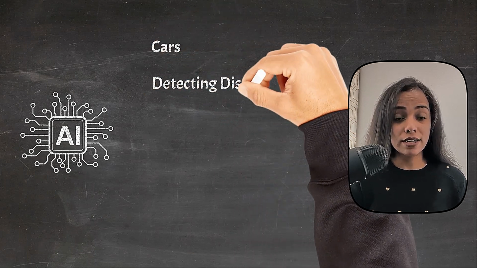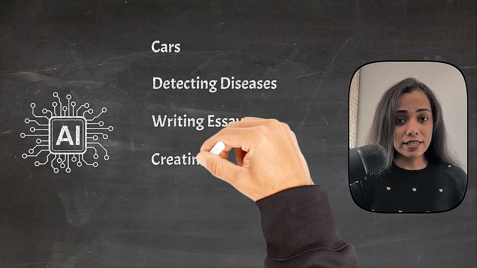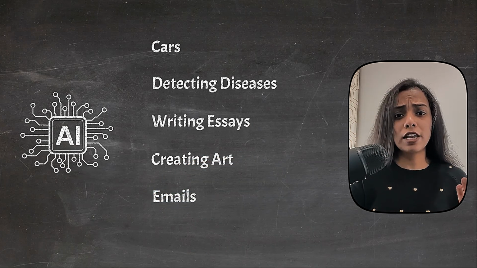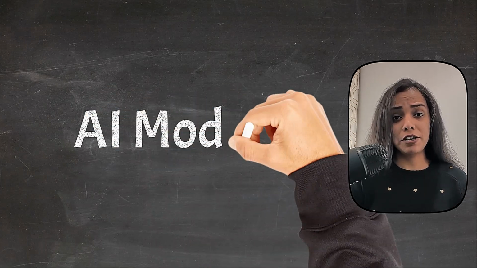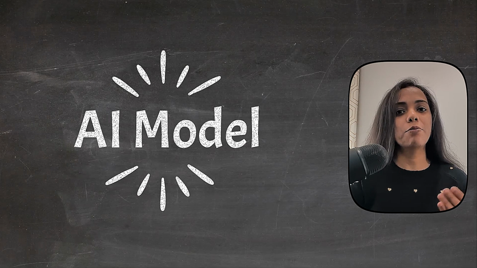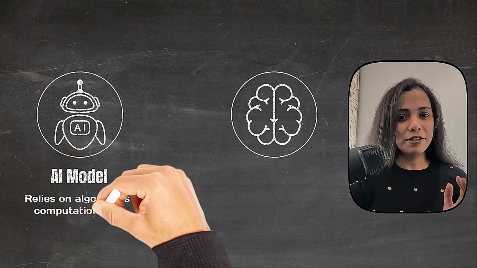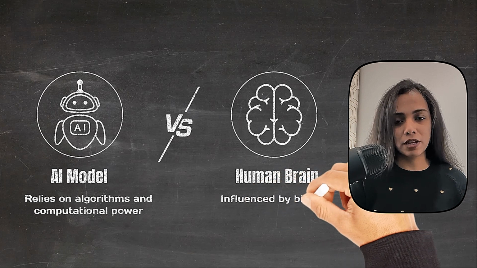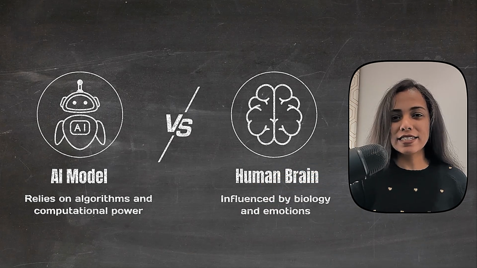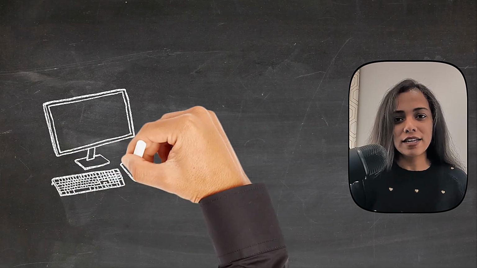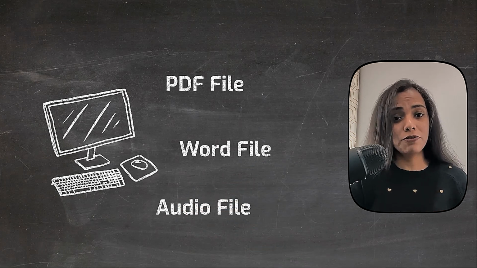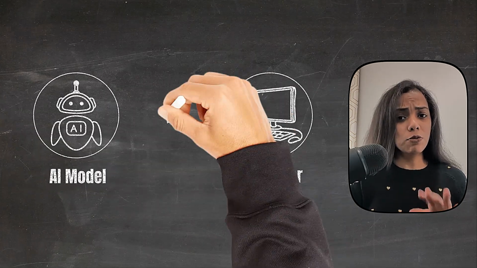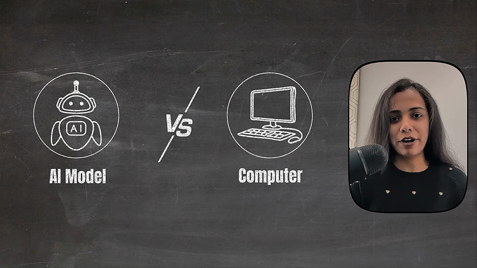You have most likely heard of AI models driving cars, detecting diseases, writing essays, creating art, being able to help you with your emails, etc. Behind all of these AI applications, there is something called an AI model. It's often called the brain of the AI application. But unlike human brains, it's actually more like a file that just sits in your computer, somewhat like a PDF file or a Word file or an audio file. It's more close to that than it is to a human brain.